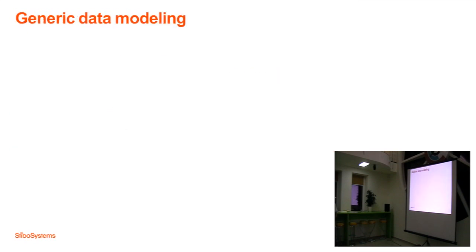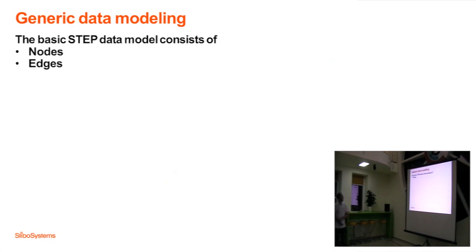But first, I want to talk a little about how we model this data, because that leads us over to how we use GWT to expose the data. So basically, we have this model which just consists of nodes and edges. You have probably all heard of that in your first year of studies here also, very basic. And we have some node types and some edge types.